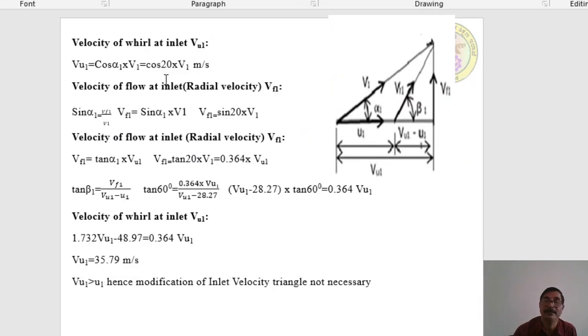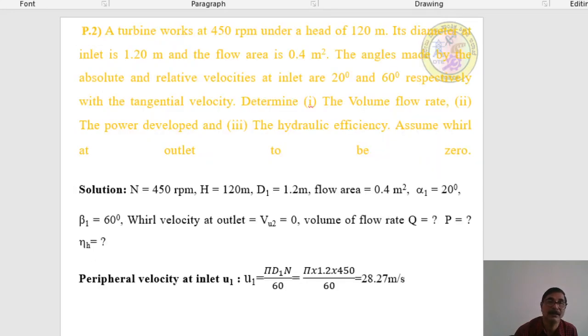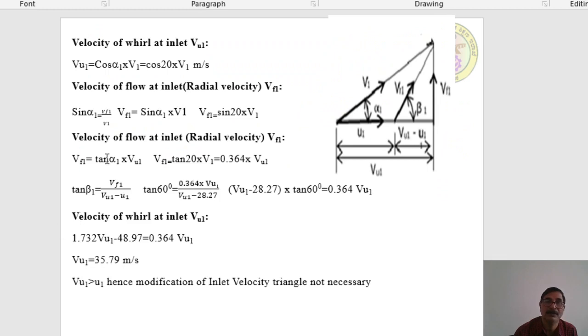So again from the inlet velocity triangle, we know that cos alpha 1 is equal to VU1 divided by V1, or otherwise VU1 is equal to V1 cos alpha 1. Alpha 1 given, V1 we don't know, that we will see. Next, velocity of flow at the inlet, that is VF1. Apply sine function, so sine alpha 1 is equal to VF1 by V1. Therefore VF1 is equal to V1 sine alpha 1.